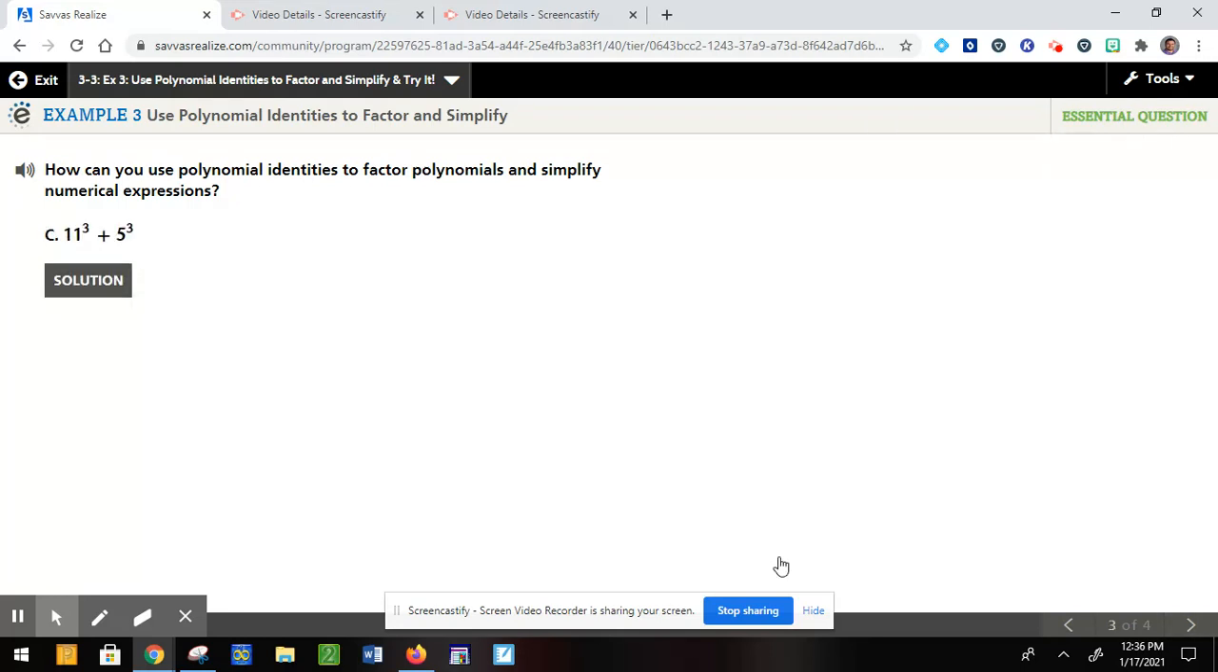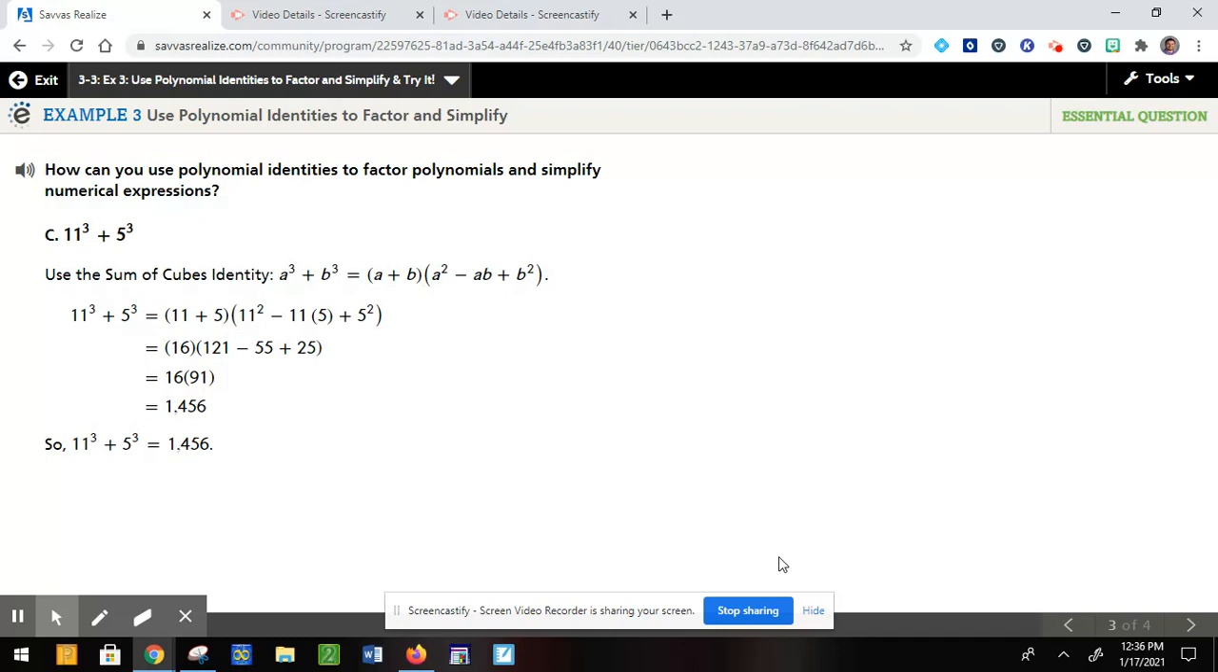You can also do this with just numbers. So this is the part where we're talking about simplifying. So in this case, 11 cubed plus 5 cubed. Well, in the formula, the cube root of 11 cubed is a, so in this case it's 11. And the cube root of 5 cubed is b, so b is 5. And then we substitute those into the identity, simplify, and you get 1,456.